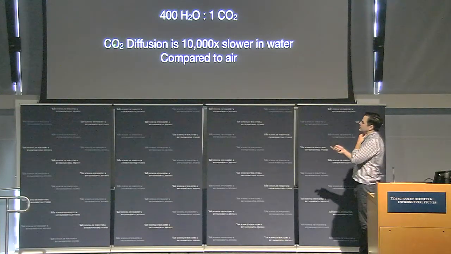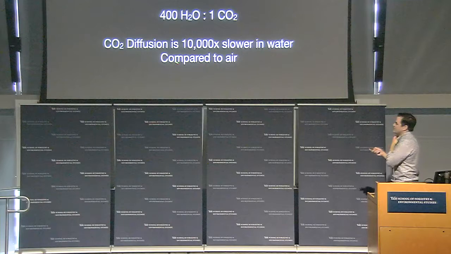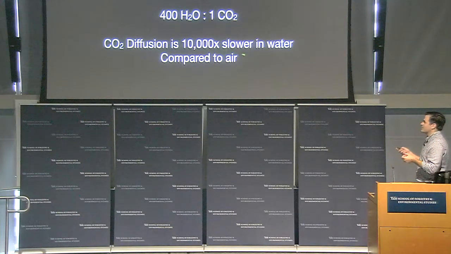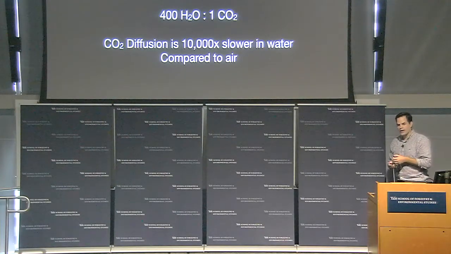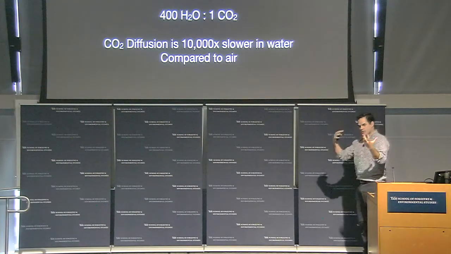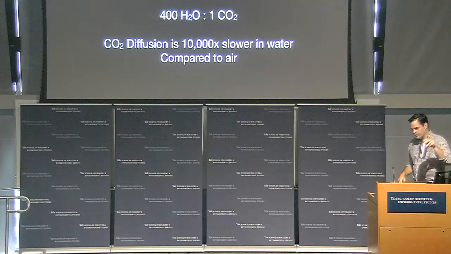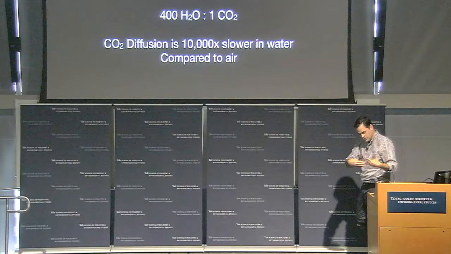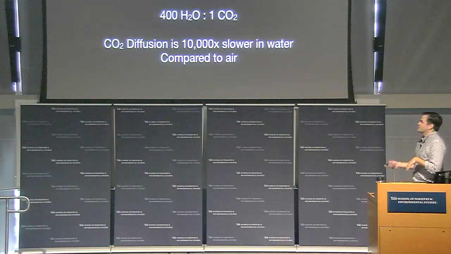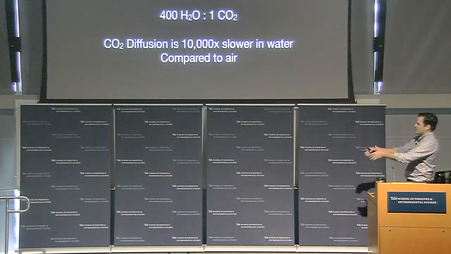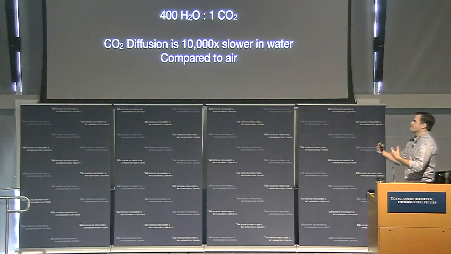And the other one that's really interesting, and this is just a fundamental biophysical principle, is that the diffusion of carbon dioxide is 10,000 times slower in water compared to air, right? So if you have CO2 bouncing around in the atmosphere here, the diffusion of CO2 through liquid water is going to be 10,000 times slower. So this is a really big fundamental biophysical constraint that is probably pushing plants to look the way that they do.